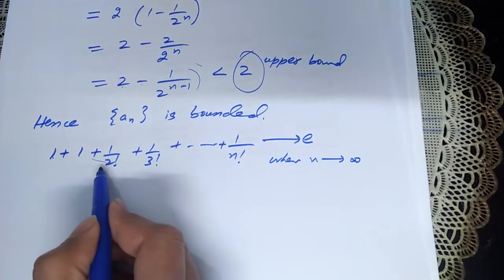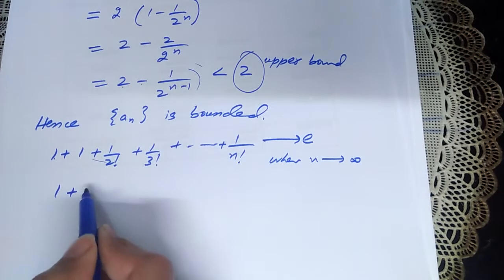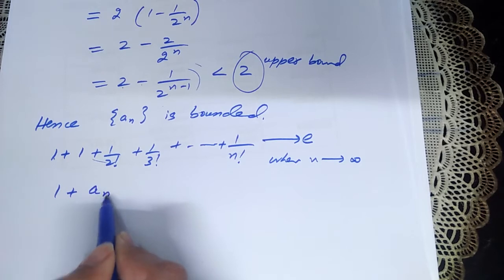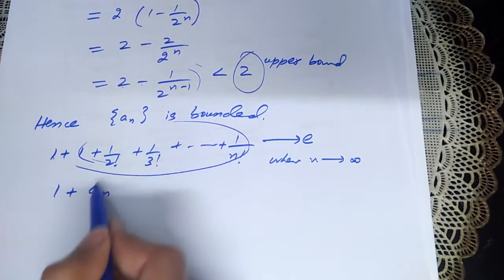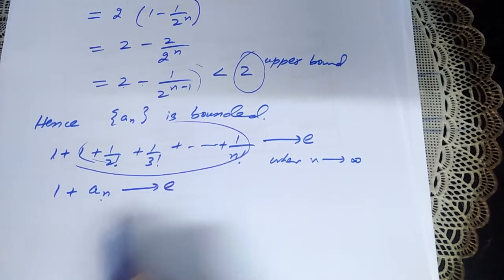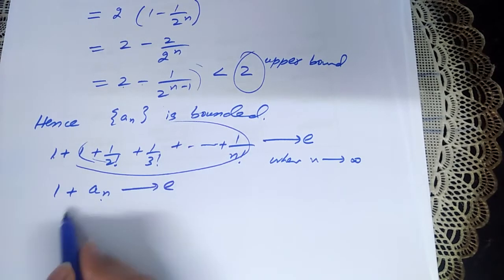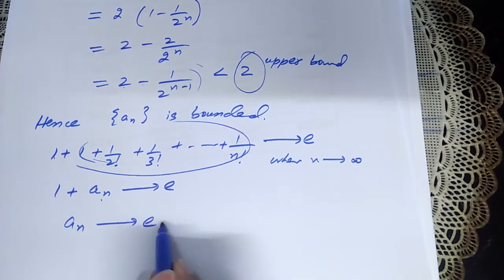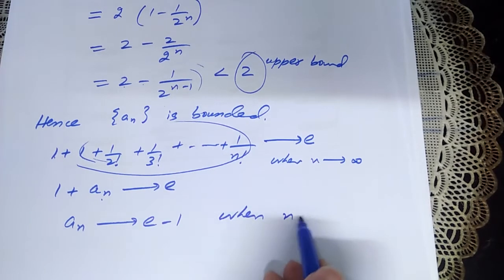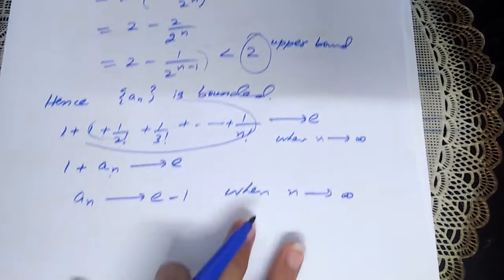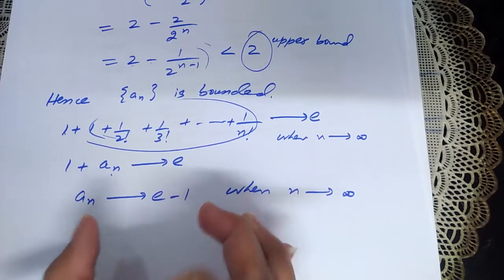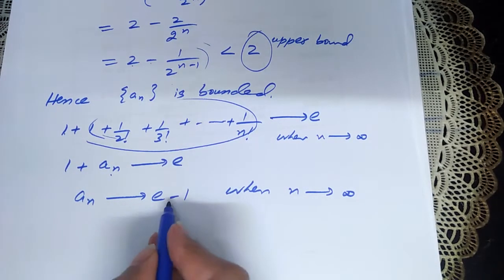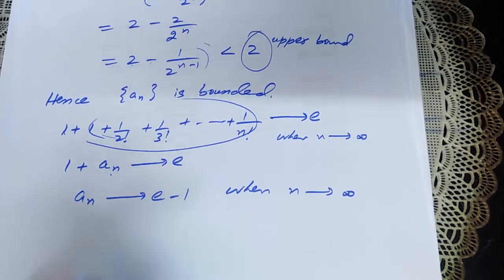And what my sequence was? My sequence was 1 plus an. This thing is an. That is converging to e. So if I take the 1 away from here, an will converge to e minus 1 when n approaches infinity. So it means this sequence is converging and its limit is basically equals to e minus 1 here.